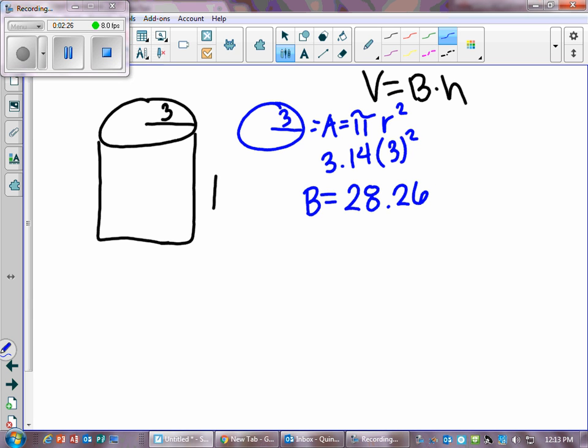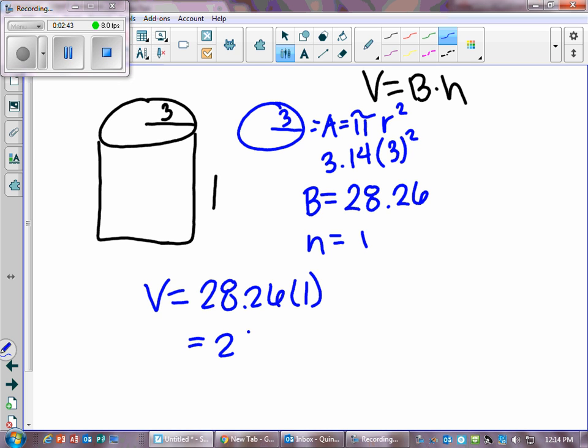Then I look back and I'm looking at my formula. It says the area of the base times the height. What's the height of the whole cylinder? 1. So that means my volume equals the area of the base, which is 28.26, times the height, which is 1, gives you 28.26. Now for volume, it's a 3-dimensional shape, so that means we're going to end it in units to the 3rd power, or cube units, okay?